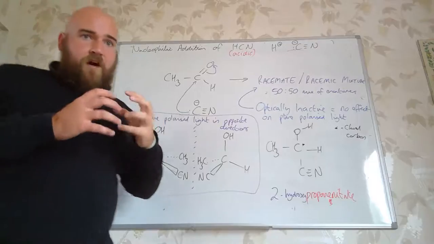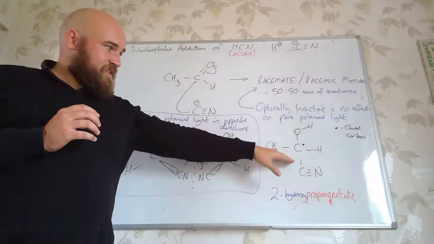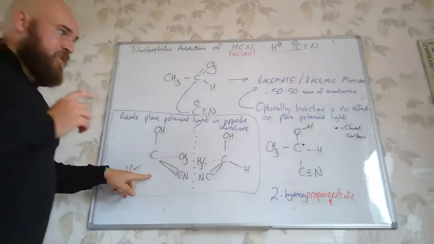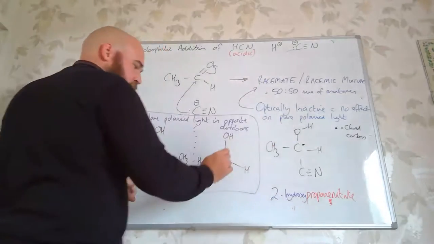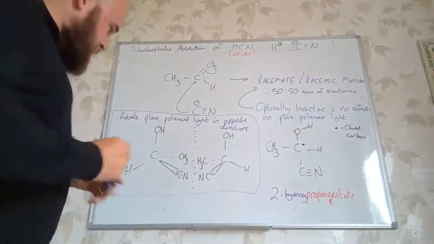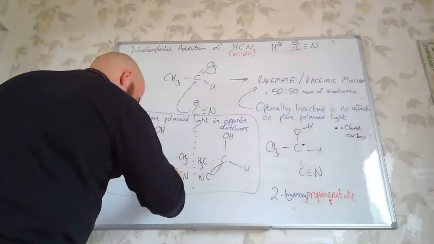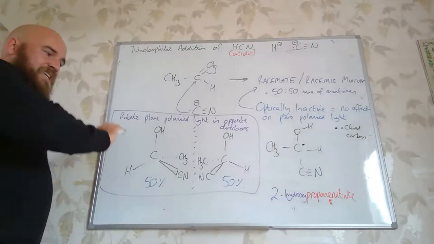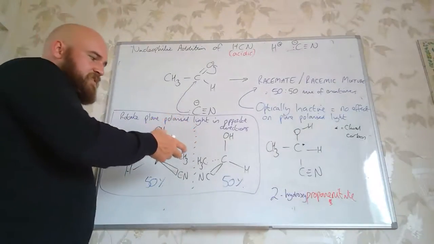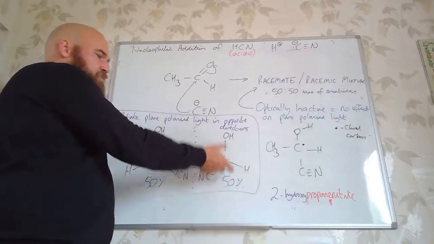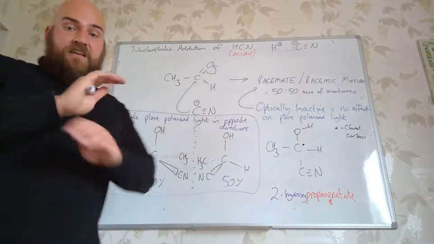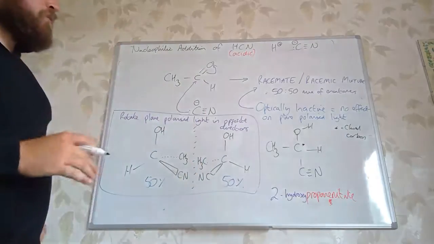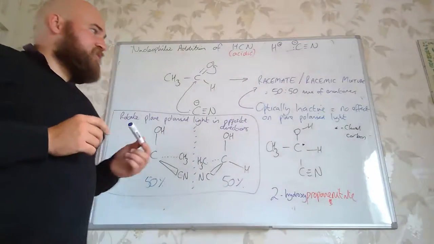So half of the molecules in this product will be that, and half will be that. So 50% will be this one, 50% will be that one. Let's say this one's rotating it clockwise by 10 degrees and this one's rotating it anti-clockwise by 10 degrees. Net effect, there is no effect on plane polarized light. You are forming a racemic mixture.